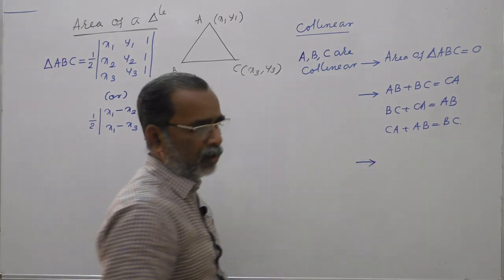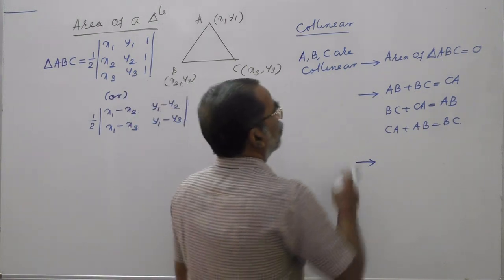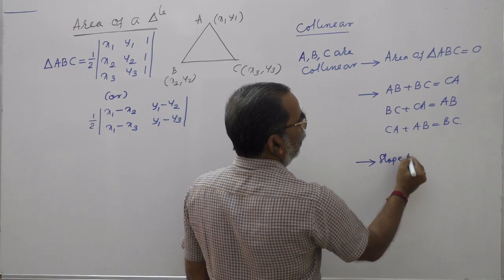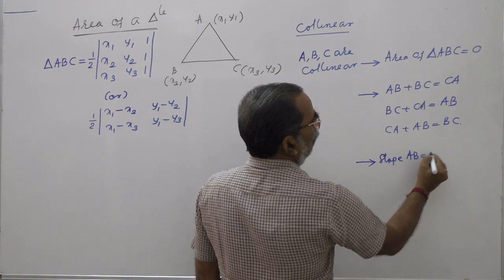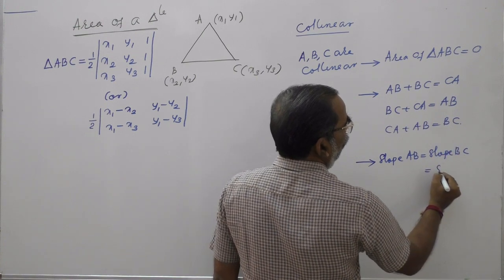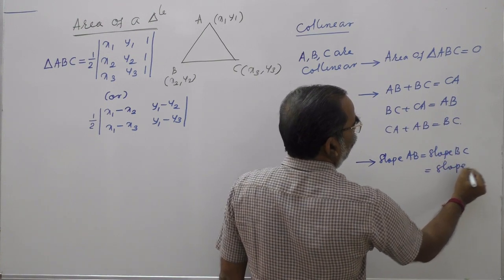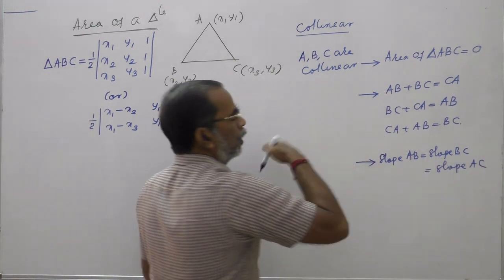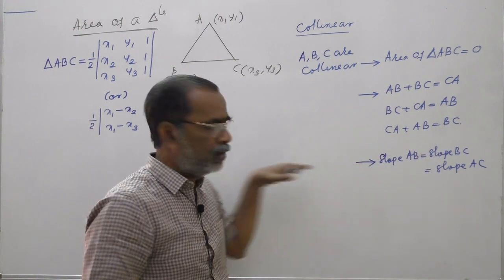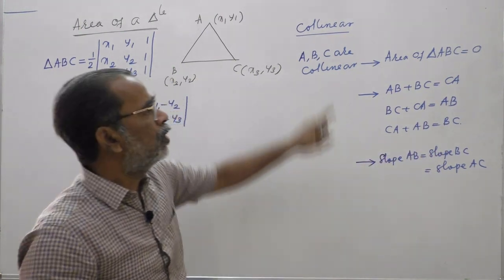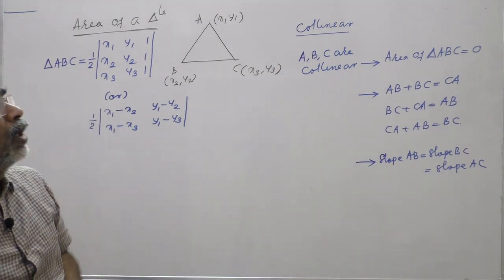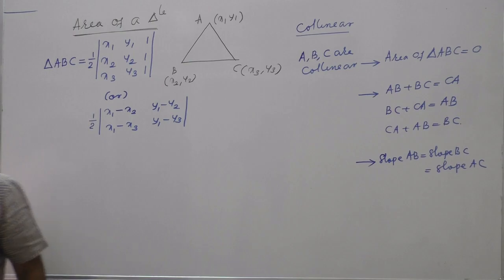Collinearity can be shown with the slope property also. If A, B, C are collinear, then the slope of AB is equal to the slope of AC, or BC, or AC. If 3 points are collinear, then the slope of AB equals the slope of BC equals the slope of AC. So using these three, you can discuss this property of collinear points.